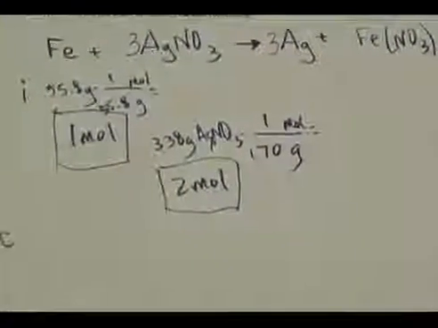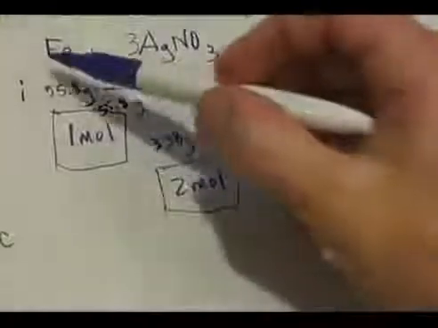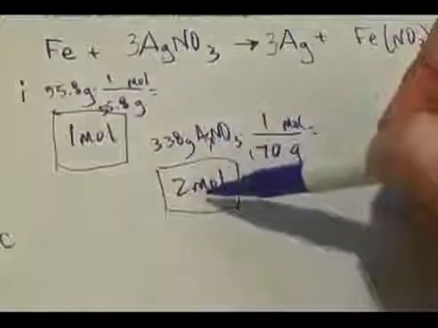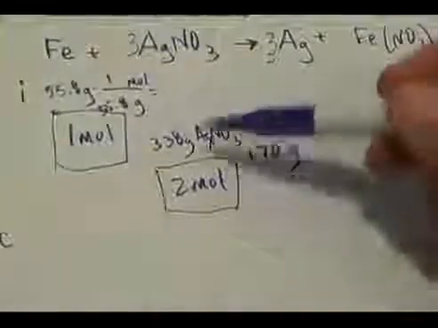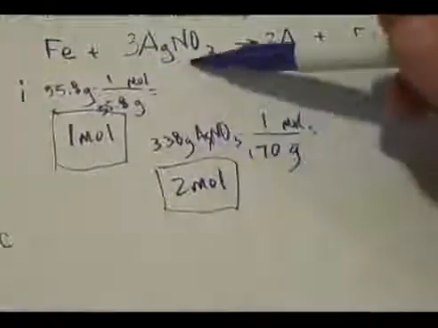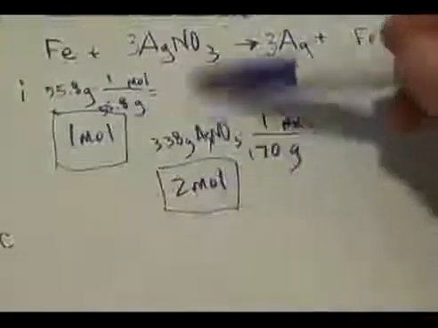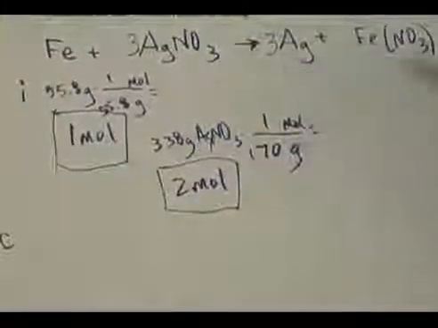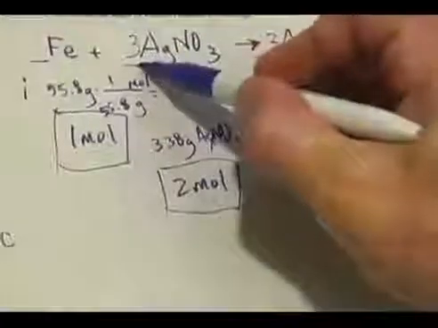Remember, the quick and dirty way to find the limiter is to take your number and divide it by the coefficient. Take your number of moles, divide it by the coefficient. Now, a novice chemist would look at this right away and say, well, I have twice as much of the silver nitrate, so for sure this one's going to be in excess. But you can't know until you look at the coefficients.